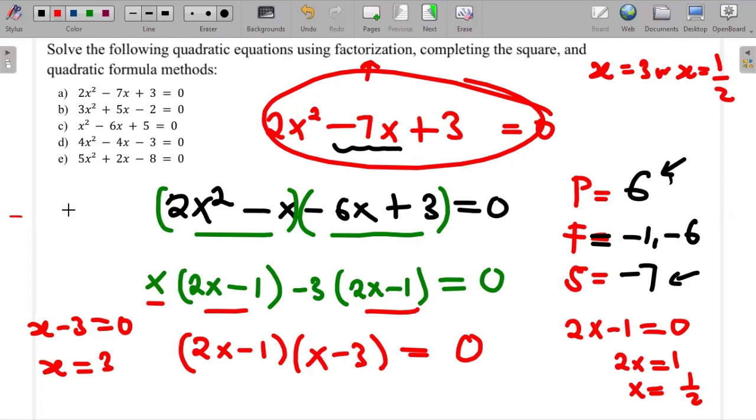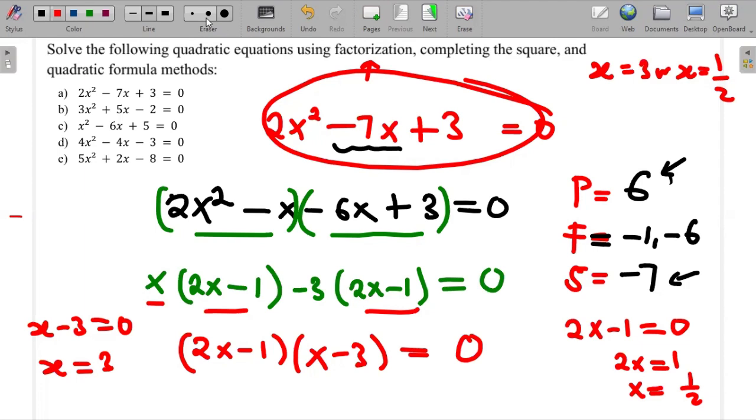Okay, so that's what I was saying. If you're using the factor method, the factor method is limited. It doesn't work for all quadratic equations, but completing the square or the quadratic formula works for everything.